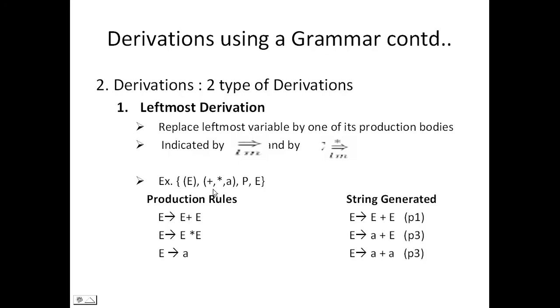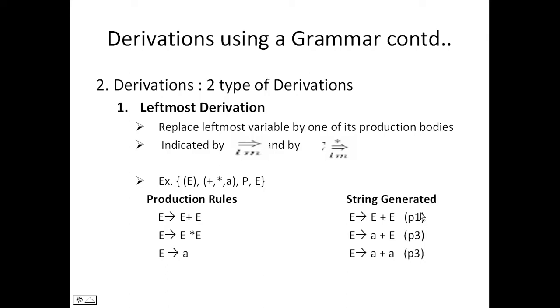Okay, so consider an example. Here the grammar given is G equals E, comma, so E is your variable, plus, star, A are the symbols, P is the set of production rules, and E is the start symbol. So here are the production rules of the grammar. E gives E plus E, or E gives E into E, or E gives A. So these are the production rules, and we have to generate the string A plus A with the help of these rules and follow the leftmost derivation.